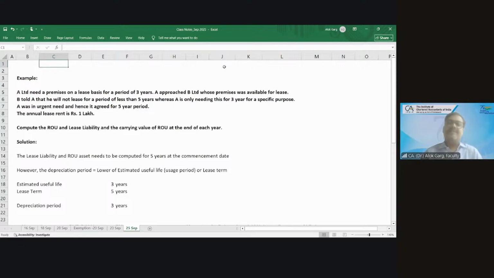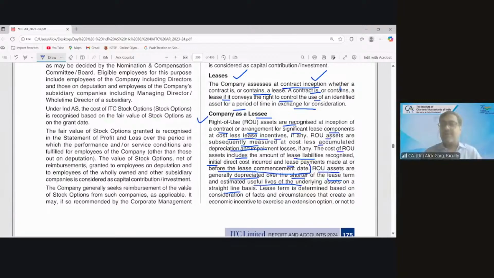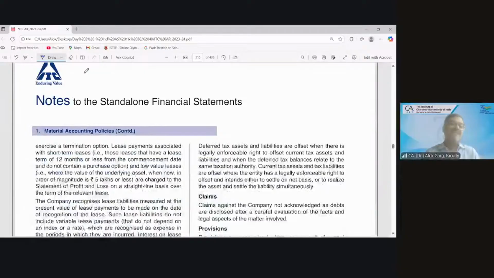Now again, let me take you back to the annual report. So friends, on the depreciation period: ROU assets are generally depreciated over the shorter of the lease term and the estimated useful life of the underlying asset on a straight line basis. Lease term is determined based on the consideration of facts and circumstances that create an economic incentive to exercise a renewal option or not to exercise a termination option. This is the optional renewal period and the optional termination period.